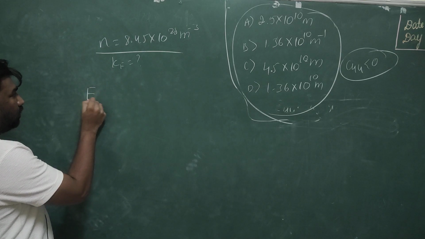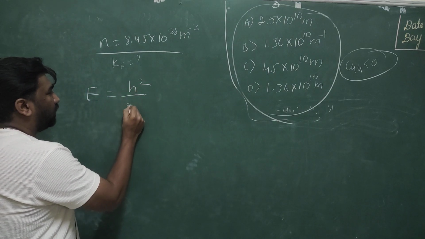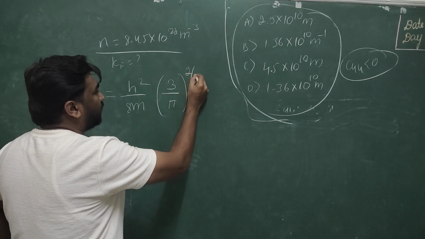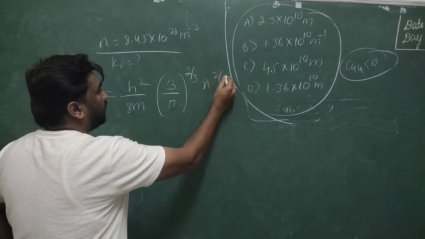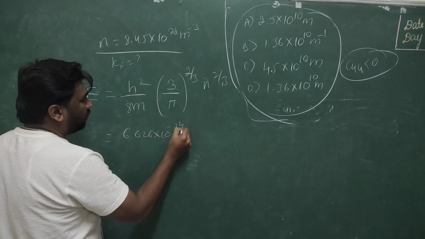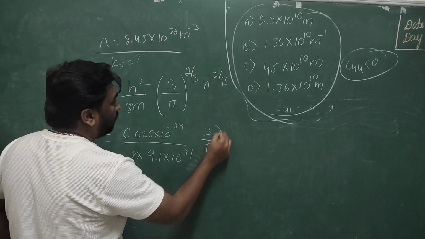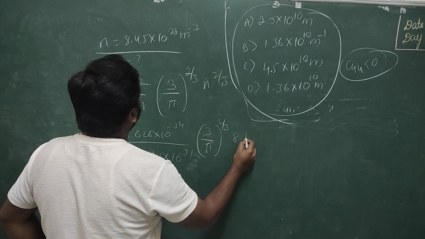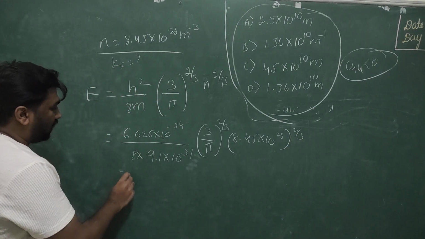We know that for the density of states, the energy is E equal to h square divided by 8m into (3 by pi) whole power 2 by 3 into n power 2 by 3, for 3 dimensions. That is h is 6.626 into 10 to the power of minus 34, 8 into the mass of the electron 9.1 into 10 to the power of minus 31, (3 by pi) into n, where n is 8.45 into 10 to the power of 28, whole power 2 by 3. After solving all this, we get the answer 7 electron volt.